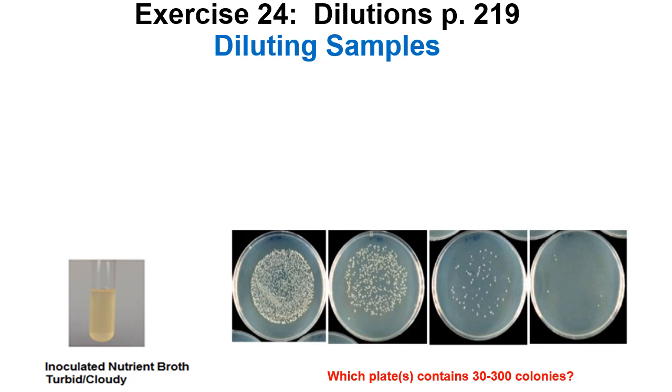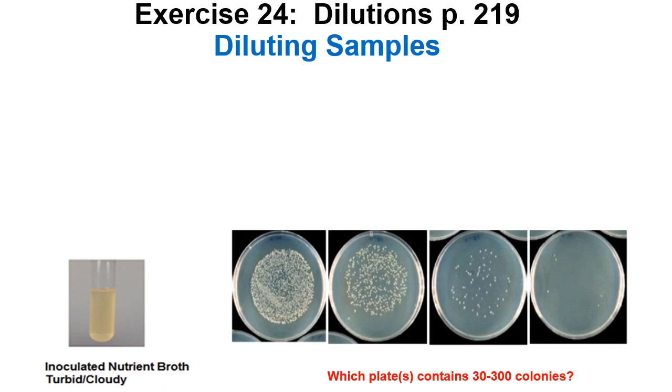Exercise 24, dilutions, page 219. Diluting samples. In the picture, you again see that nice cloudy test tube of E. coli. Then on the side, what we're going to get as a result 48 hours later, which are plates with varying amounts of colonies.